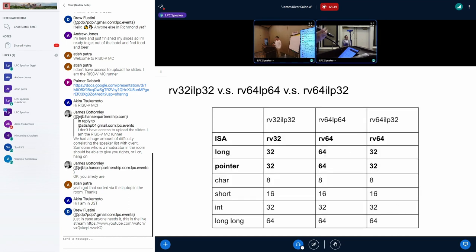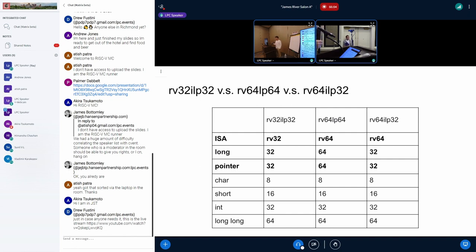Let's have a quick recap on these popular APIs. Traditionally, we have the 32-bit API, that means RV32 ILP32. And we have the traditional 64-bit APIs, such as RV64 LP64. And the last is today's subject, the RV64 ILP32.